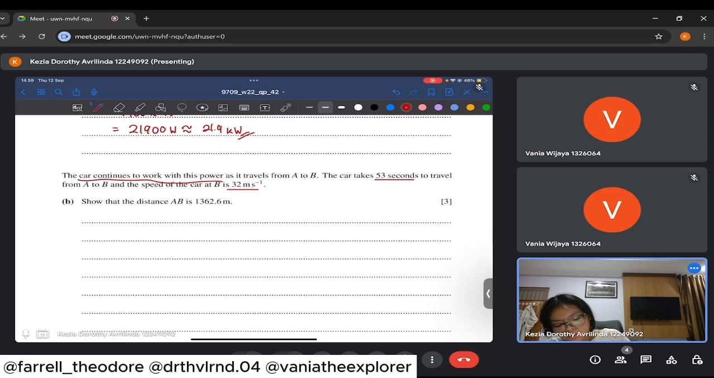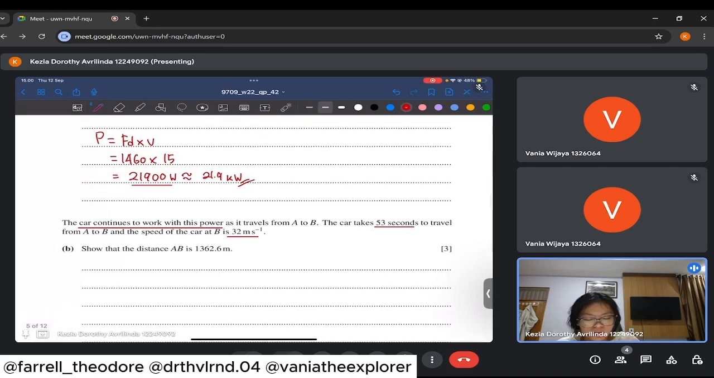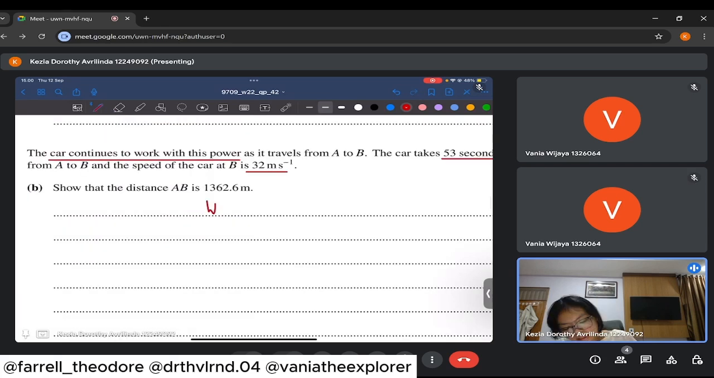In this question, it also states the car continues to work with this power, which means that this power is the power that we found in question A, the 21,900 watts. So since we are given a power and time, we're also given the speed of the car at B. We'll be using the work and energy conservation formula, which is work done by driving force minus work done by a resistive force equals change in potential energy plus change in kinetic energy.